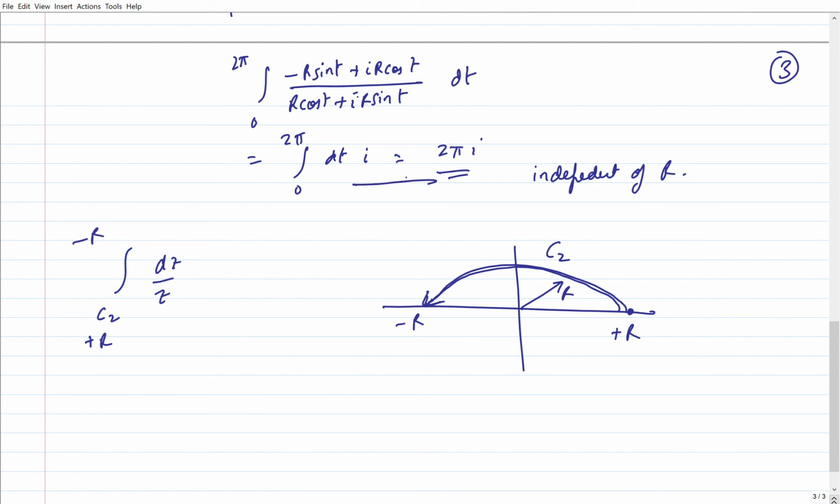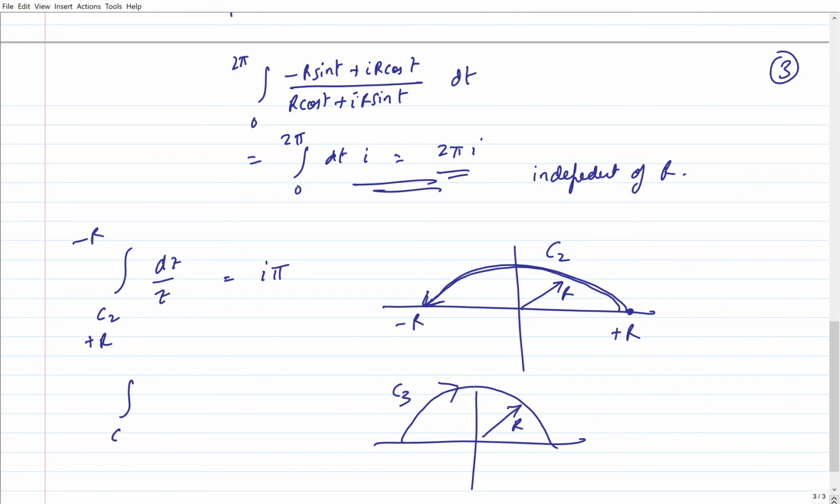As you can see from the above formula, this is nothing but going from 0 to pi over here. So the answer is going to be iota pi. Similarly, I can have traversing it the other way, C3, the integral of dz by z from minus R to R, and that is from pi to 0, and that's going to give me minus iota pi.